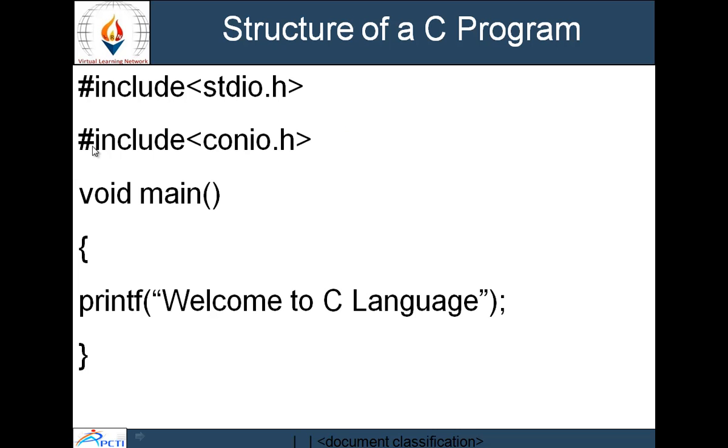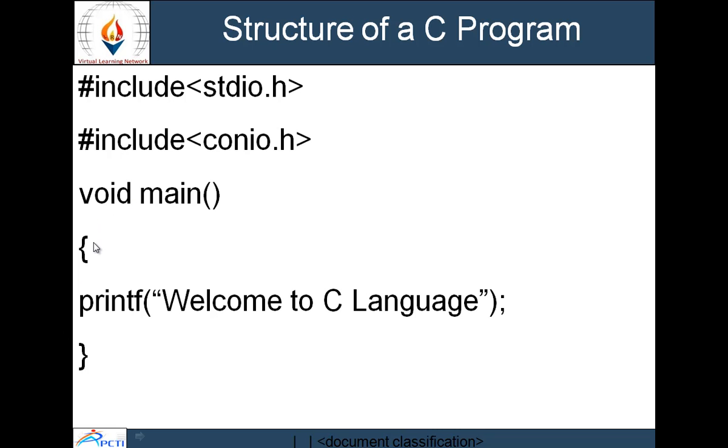After that, we use another header file, that is conio.h, the console input-output header file. All the console window related functions are stored in this library. After that, we use the void main function. Every C program contains a main function for executing a C program. Void means empty. This is a return type, but void means we will not return any type of value.